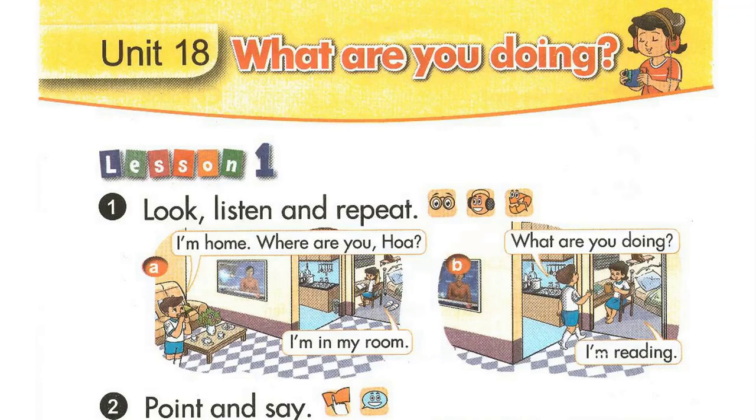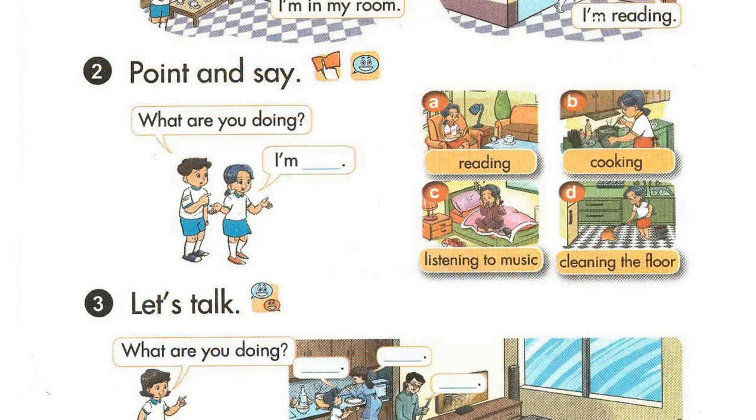Page 52. Unit 18. What are you doing? Lesson 1. Activity 1. Look, listen and repeat. A. I'm home. Where are you? I'm in my room. B. What are you doing? I'm reading. Activity 2. Point and say. What are you doing? I'm reading.